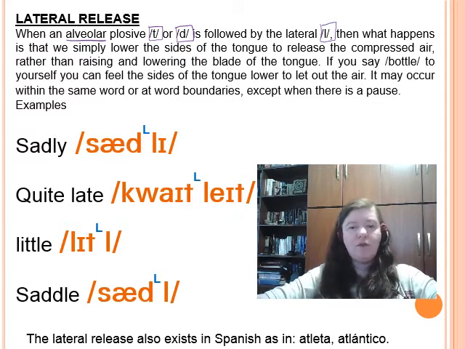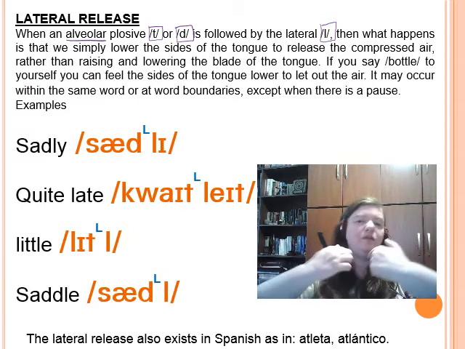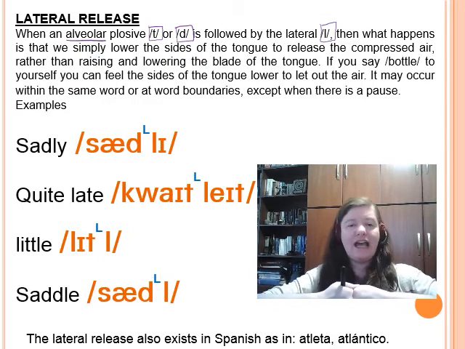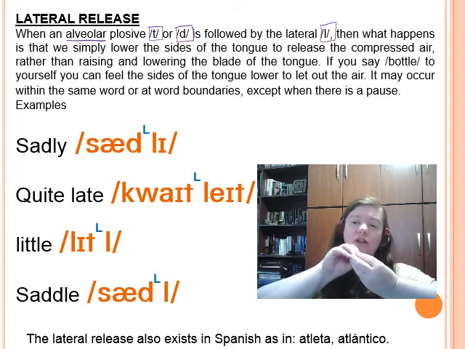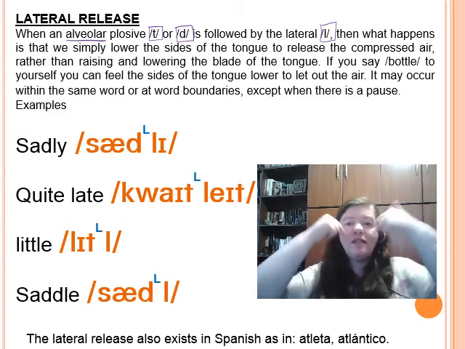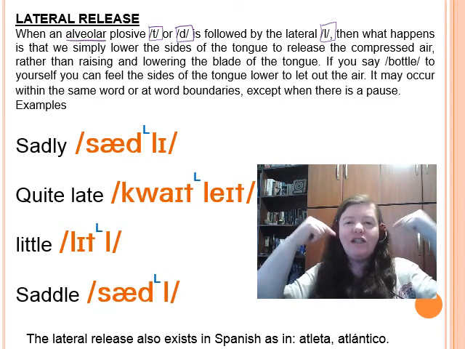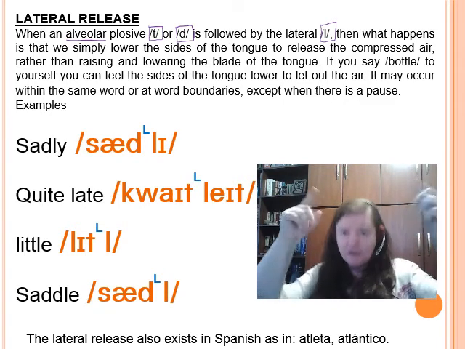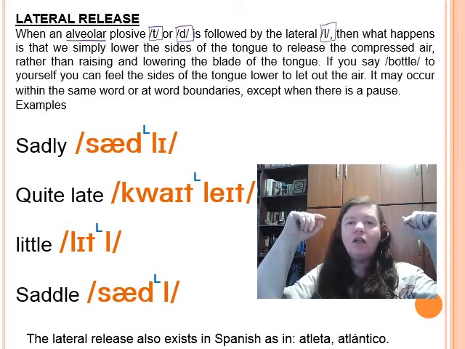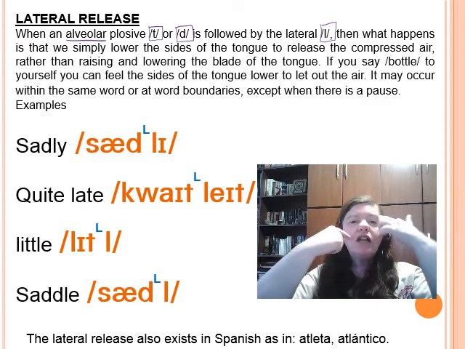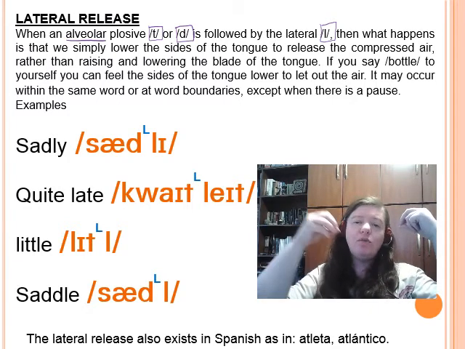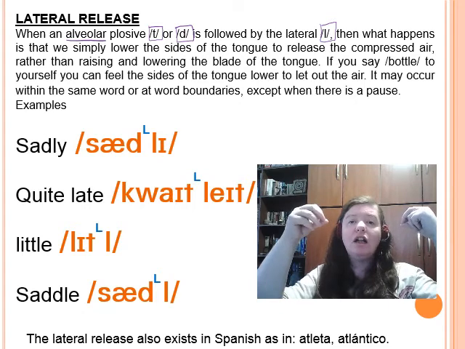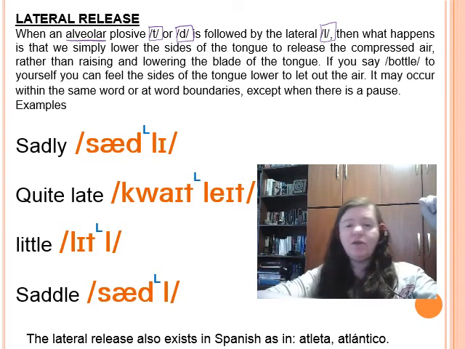So when this happens, we simply lower the sides of the tongue to release the compressed air rather than raising and lowering the blade of the tongue. That is to say, the air will not escape through the center of the mouth, but through the sides. It will escape laterally. That's why it's called lateral release. For example, bottle. You see that the air escapes through the sides because you're preparing your organs to pronounce the lateral L. Yes? Let's see the examples.